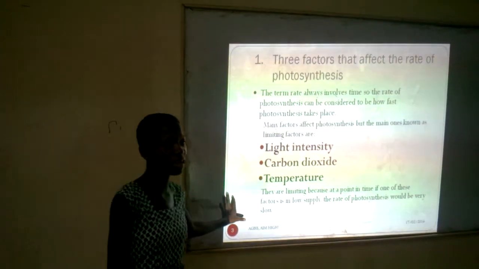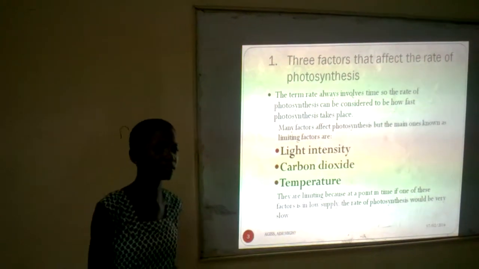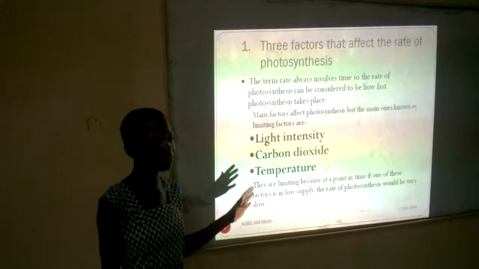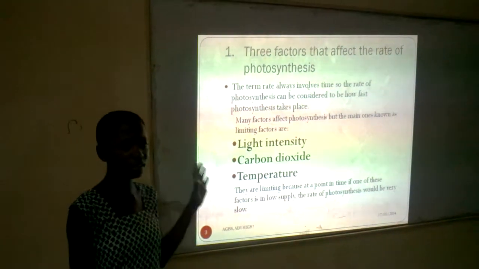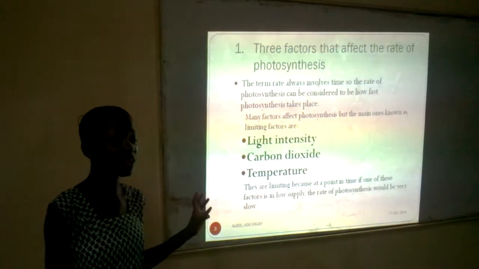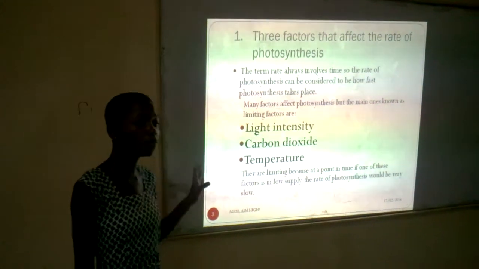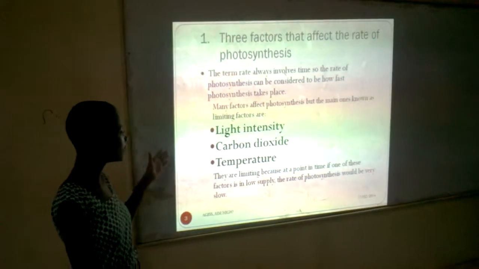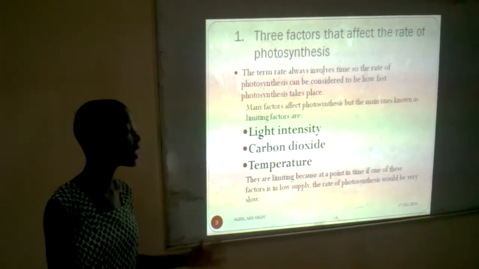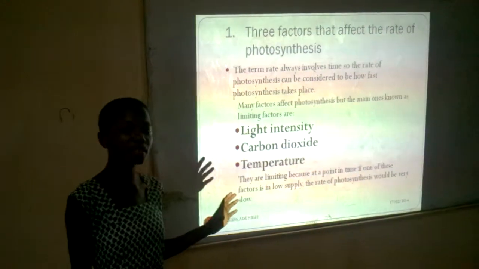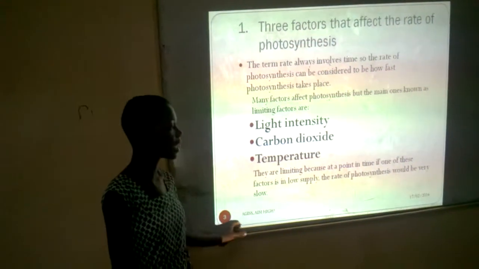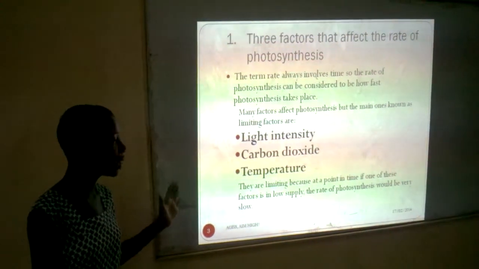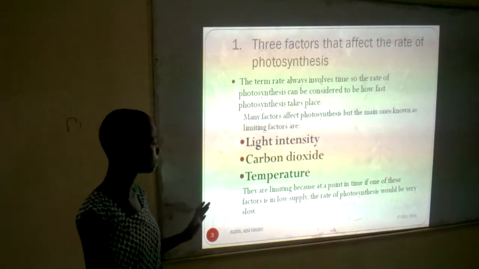The 3 factors that affect the rate of photosynthesis. The term rate involves time, so the rate of photosynthesis is how fast photosynthesis takes place. Many factors affect photosynthesis, but the main ones are known as the limiting factors, and these factors are light intensity, carbon dioxide, and temperature. They are limiting because at a point in time, if one of these factors is in low supply, then the rate of photosynthesis will be very slow.